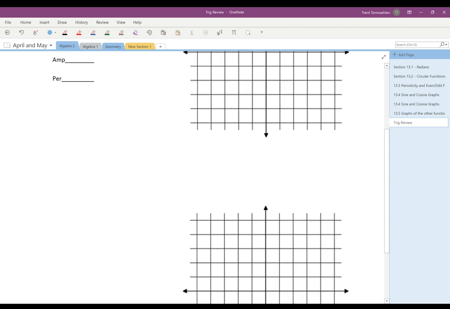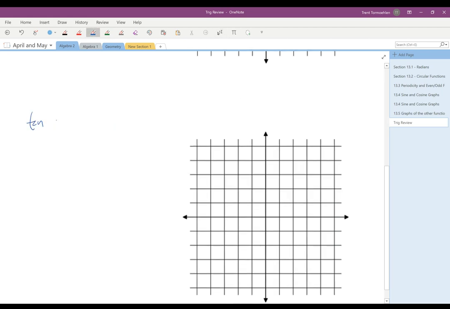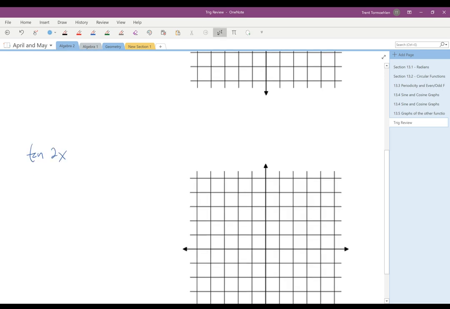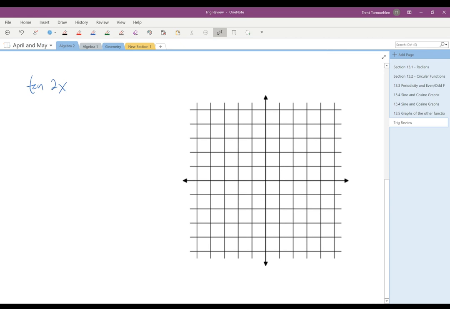So let's come down here and take a look at the tangent of 2x. What we learned about tangent of 2x is that the period of tangent is usually pi, and so that means our period is just going to be pi over 2. And so we'll let our x scale be just pi over 4 to help. And so that's going to give us 3 pi over 4 and pi and whatnot.